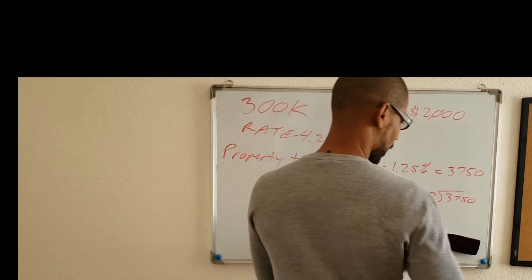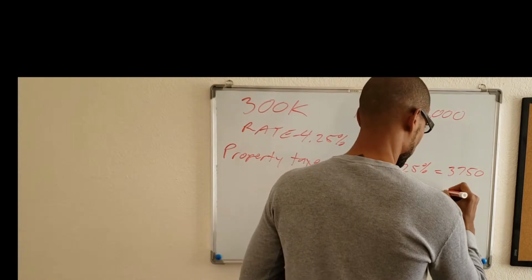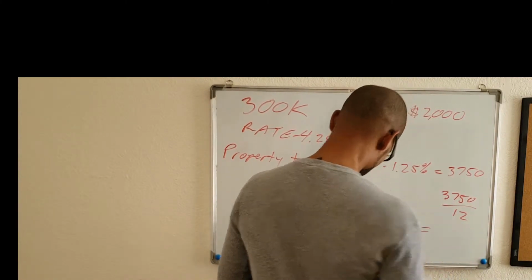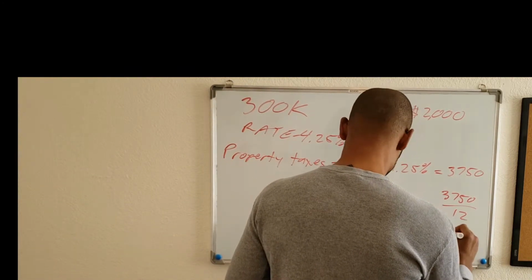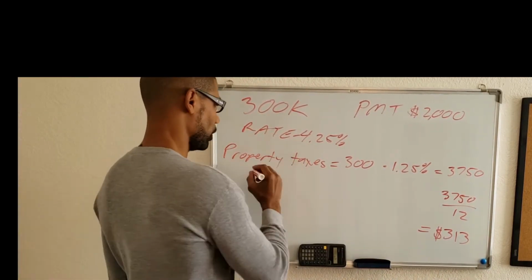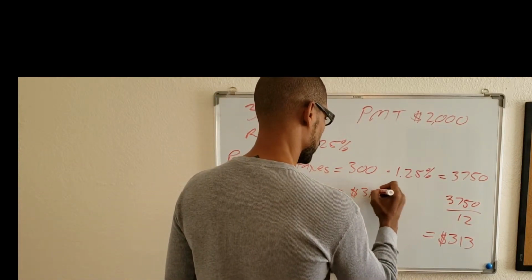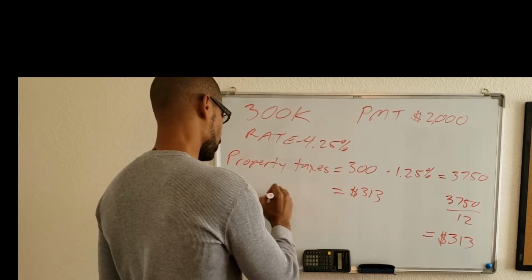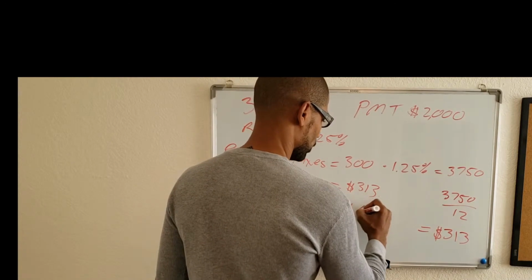Why did I draw it up like that? Really? What are we in 7th grade? 37.50 divided by 12 equals $3.12.50. Let's just round that up to $3.13. So we got our rate, we got our property taxes totaling $3.13. Homeowners insurance, HOI, we're going to say $60 a month.